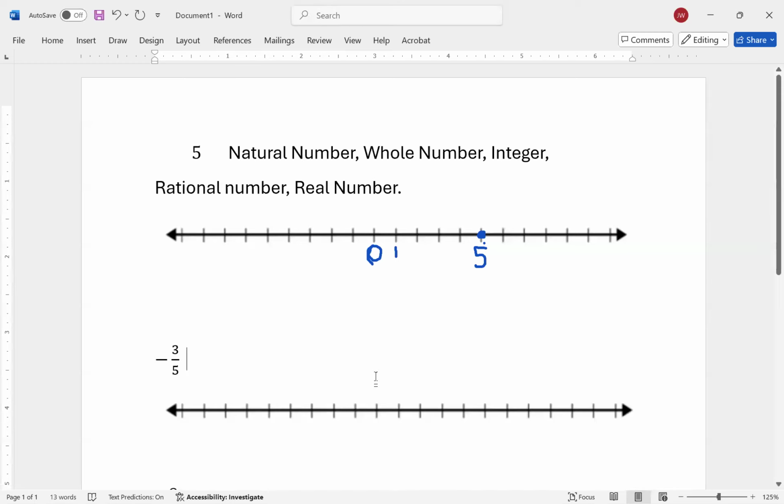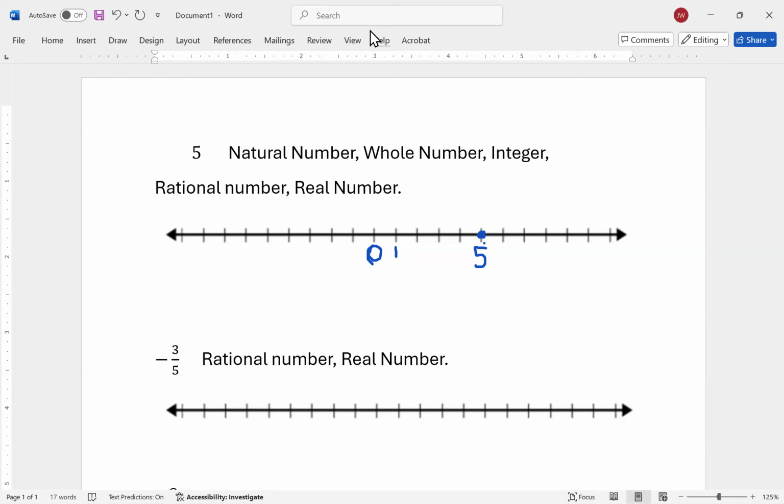Now let's take a look at -3/5. This is not a natural number because it's not a counting number. It's not a whole number. It's also not an integer. It is a rational number, and it is also a real number. So -3/5 is rational because it can be written as a over b, where a and b are integers. It can be written as -3 divided by 5, and it is a real number.